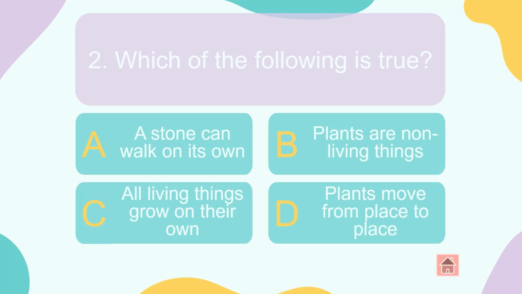Question 2. Which of the following is true? A. A stone can walk on its own. B. Plants are non-living things. C. All living things grow on their own. Or D. Plants move from place to place. Excellent. It's C. All living things grow on their own.